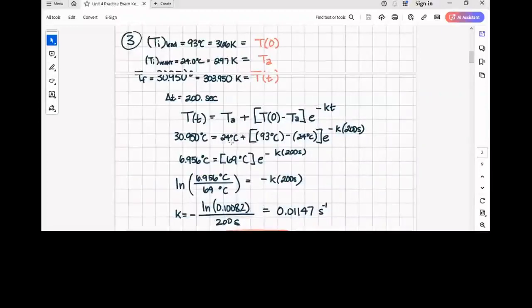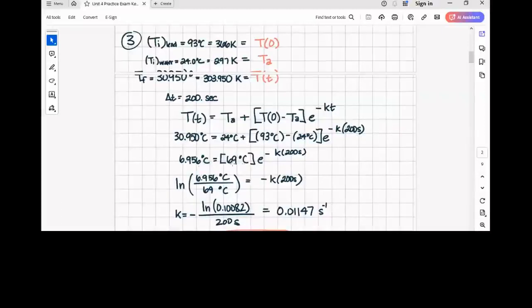Initially subtract off 24 degrees Celsius from each side, leaving me with 6.956 degrees Celsius. And then 93 minus 24 gives you 69 degrees Celsius. At this step, you can just take a natural log of both sides, and taking the natural log of the right side will leave you with just the e to the minus k times 200 seconds.